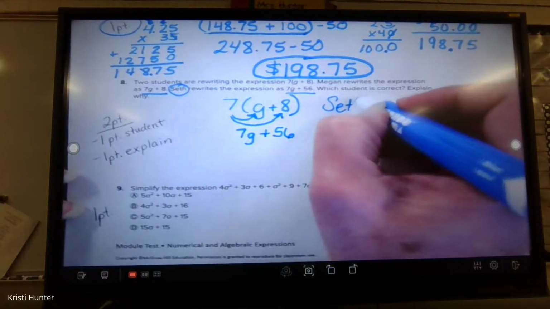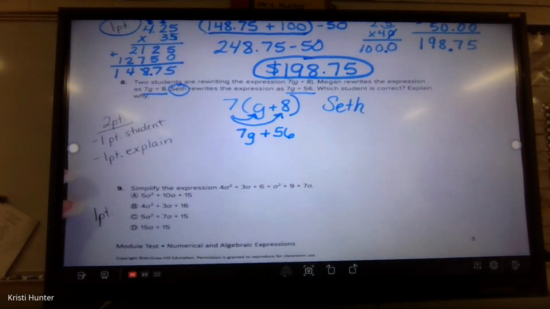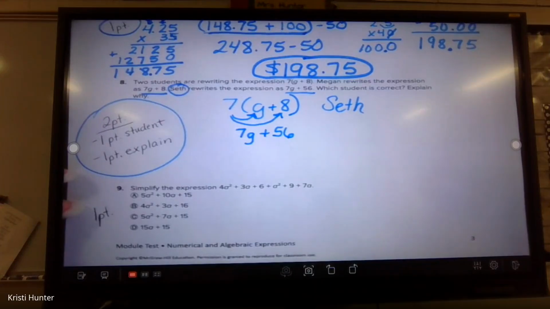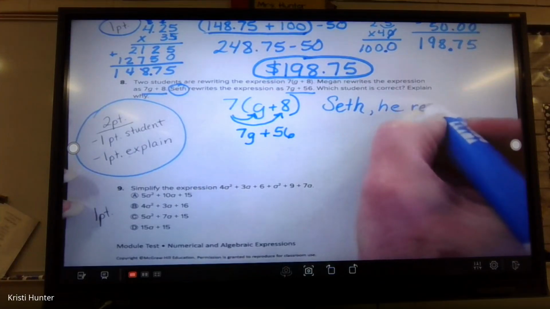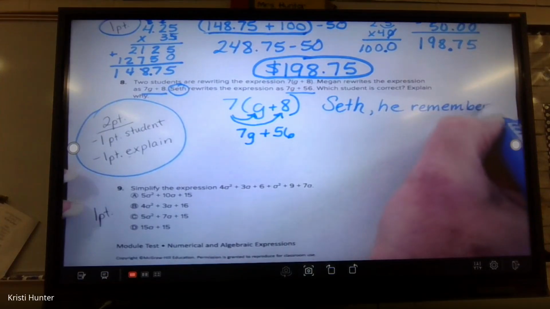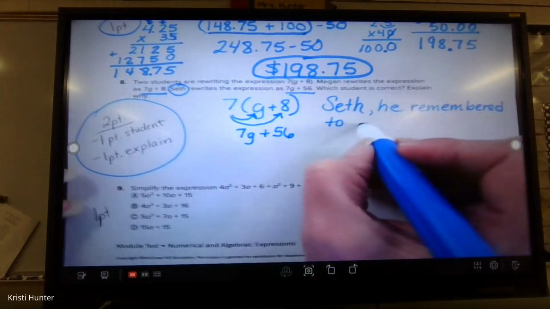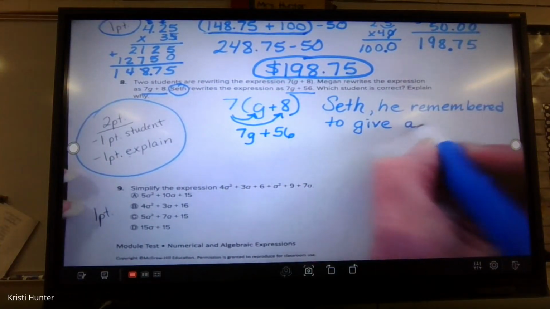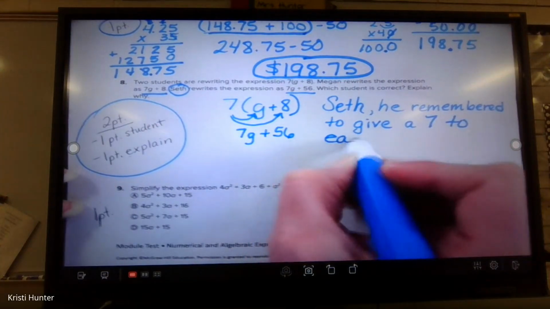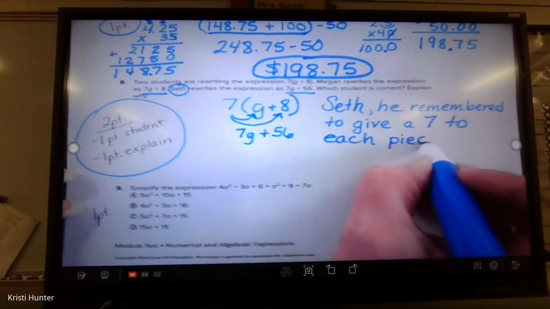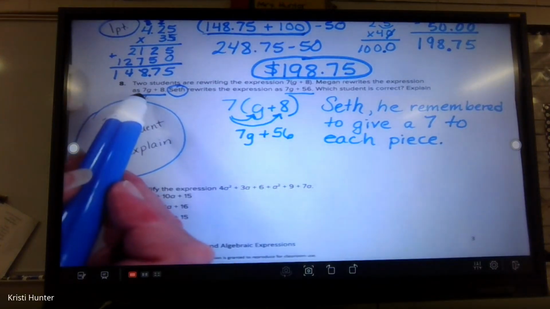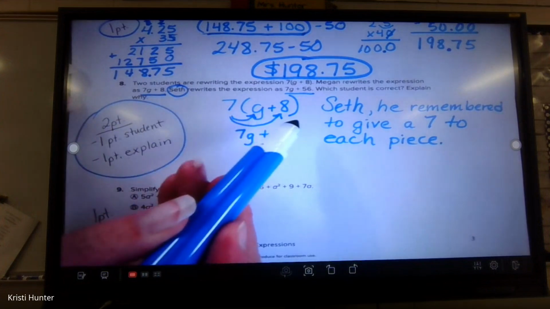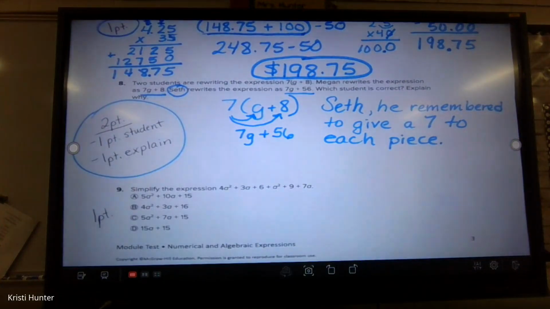which gets you 1 point that you can tell me who is correct. And the second point comes from your explanation. So you should explain something like, he remembered to give a 7 to each piece, or to distribute a 7 to each piece. Megan forgot and only gave the 7 to the first piece and just wrote the 8 down as part of her equation. So a 2-point problem there.